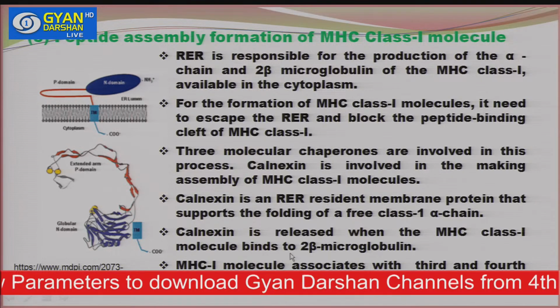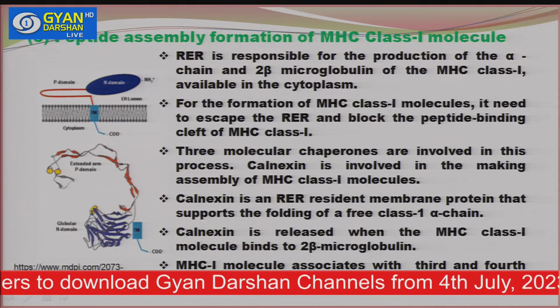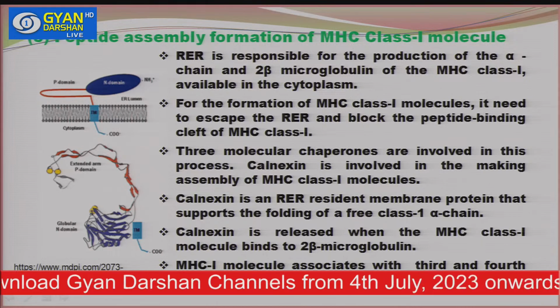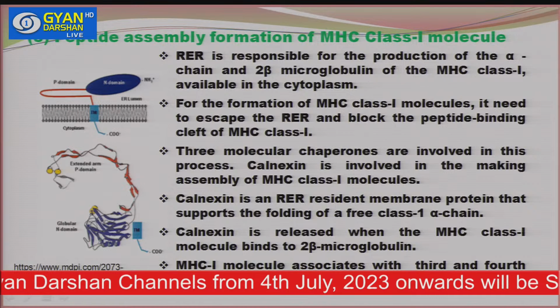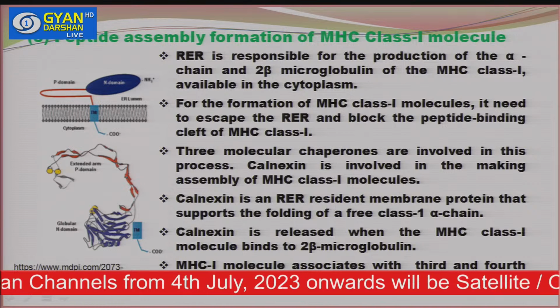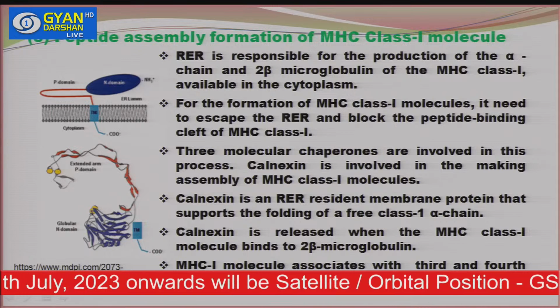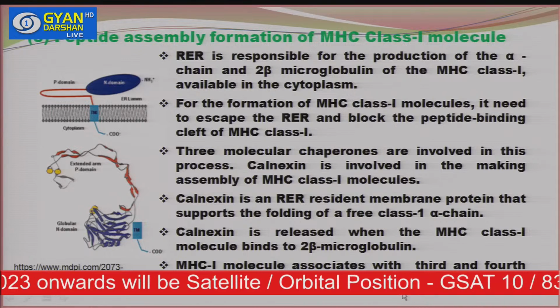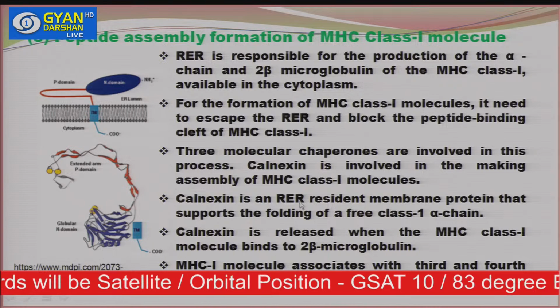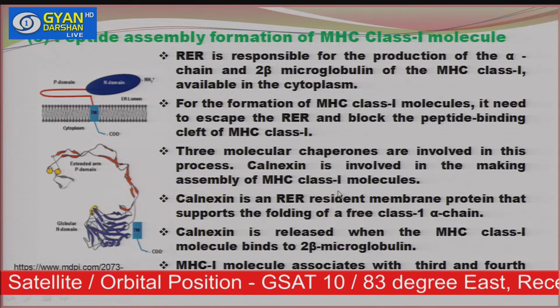An MHC class I molecule is then associated with the third and fourth chaperones, known as tapasin and calreticulin. These are two other chaperone molecules which are involved in the process of peptide formation in the case of MHC class I expression.